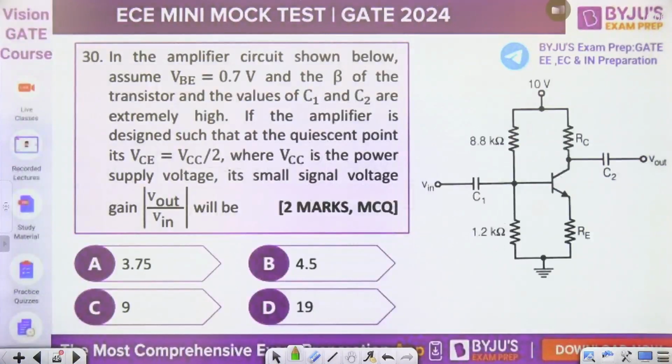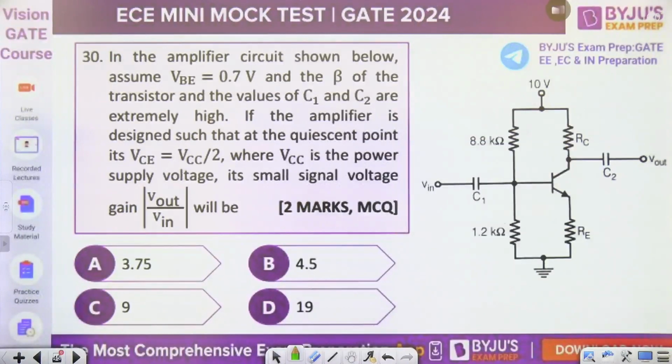Last question guys, 30th question for the mini mock test. In the amplifier circuit shown below, assume VBE is 0.7. The beta of the transistor and the values of C1 and C2 are extremely high. These are the coupling capacitors. Normally we take coupling capacitors very, very high.